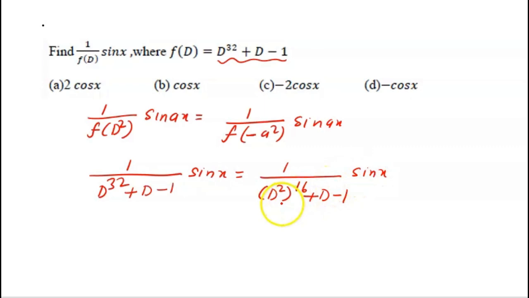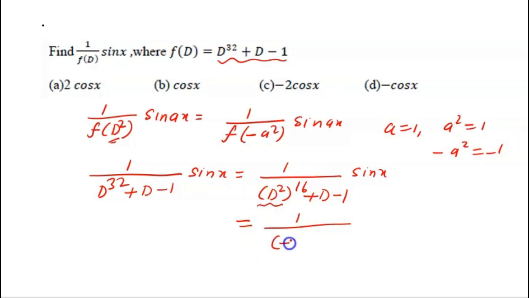You might be thinking, what is the need to do that? Because we are looking for the term d square. So d square is replaced by what? A here is 1. What is a square? A square is also 1. What is minus a square? That is equal to minus 1. So basically I am going to replace this d square by minus 1, because minus a square is minus 1, and to the power 16 plus d minus 1 of sine x.